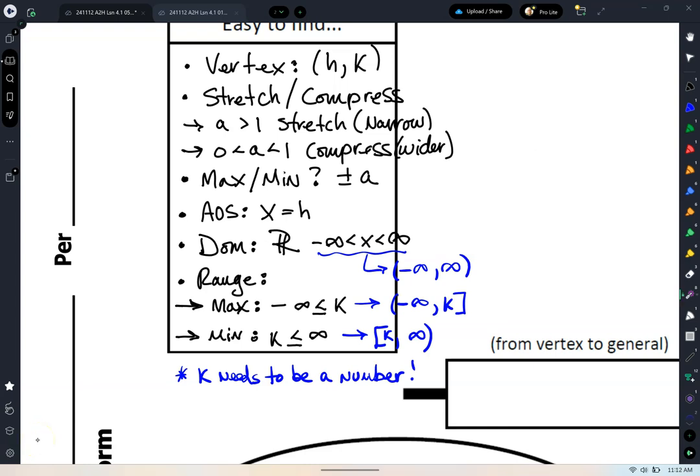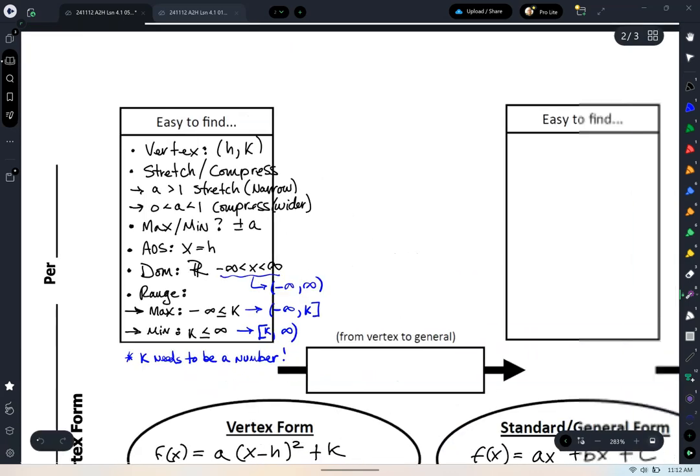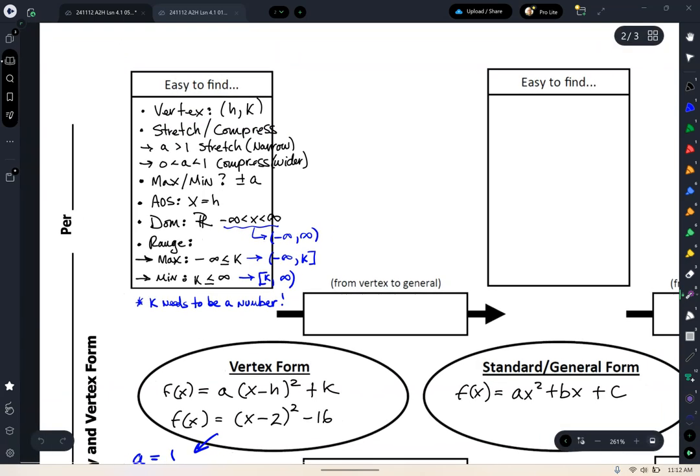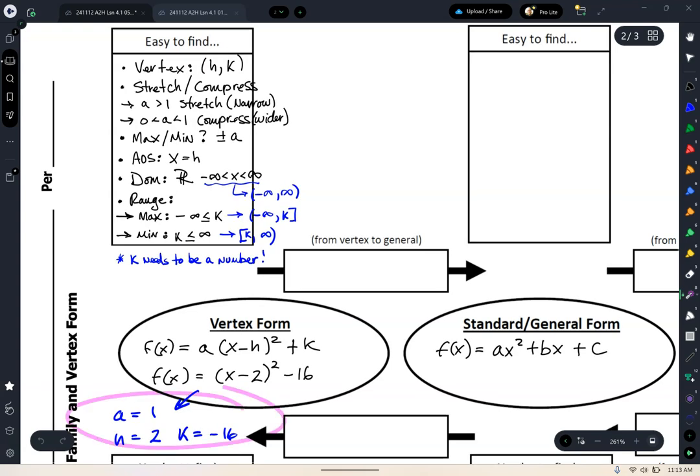Okay, let's start talking about this a little bit, just sort of break it down. So I'm going to kind of zoom out here so we can see our example function down here, right? When we talk about our vertex, our vertex for our graph should be easy to find. If we can identify the h and the k, like we did right here, then we know what our vertex is, because in this case, we know that h is positive 2, and that means our graph shifted to the right 2, and then it shifted down 16. And so that would put the vertex at 2, negative 16. So by finding the h and the k, you can automatically find the vertex.